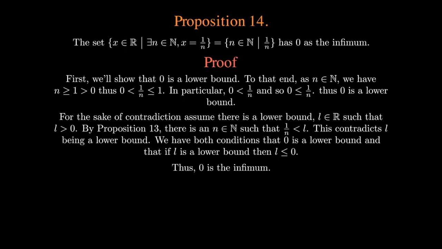For the sake of contradiction, we'll then assume that there's another lower bound, L, such that L is greater than 0. By proposition 13, there is a natural number n such that 1 over n is less than L. This contradicts L being a lower bound. We have both conditions, that 0 is a lower bound, and that if L is another lower bound, then L is less than or equal to 0. Thus, 0 is the infimum of the set.